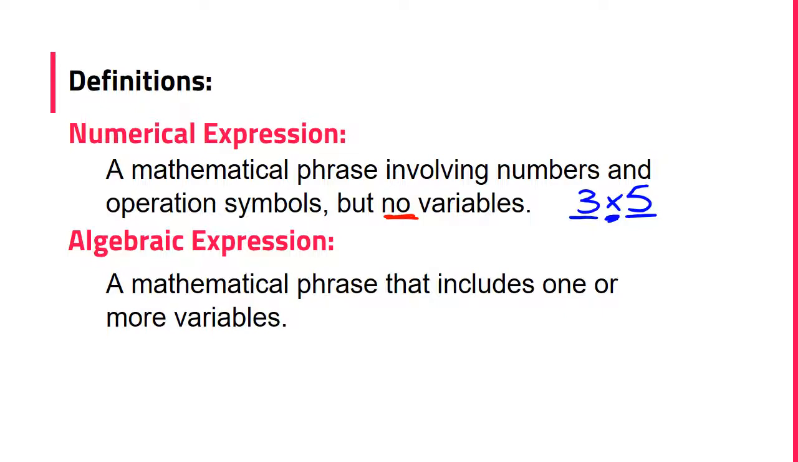So when I take a look at this, a mathematical phrase that includes one or more variables might look something like 3y plus 7. It's algebraic, it has numerical values, it has an operational symbol, but now what's new is it has a variable included. So numerical means just numbers. Algebraic means it's probably going to have letters.